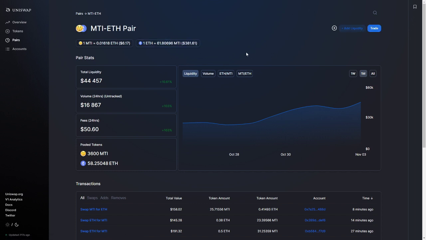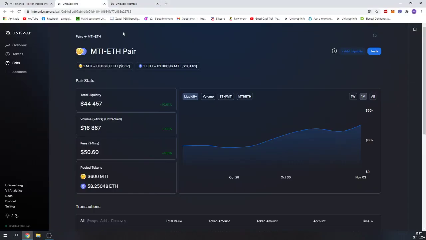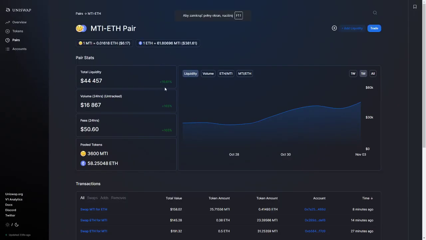So now for one Ethereum, we will receive 63 MTA for one Ethereum. Very amazing thing. We have to connect also with our wallet, MetaMask. I'm using it, but I will not connect now. And yeah, it's really amazing here, because as I say, it's really growing up.